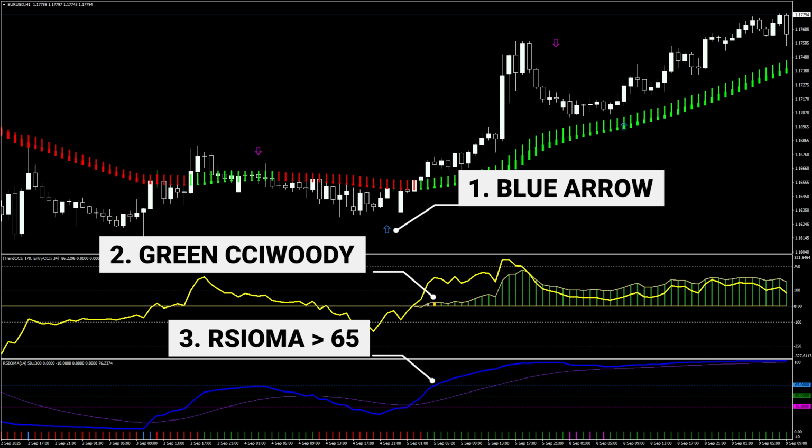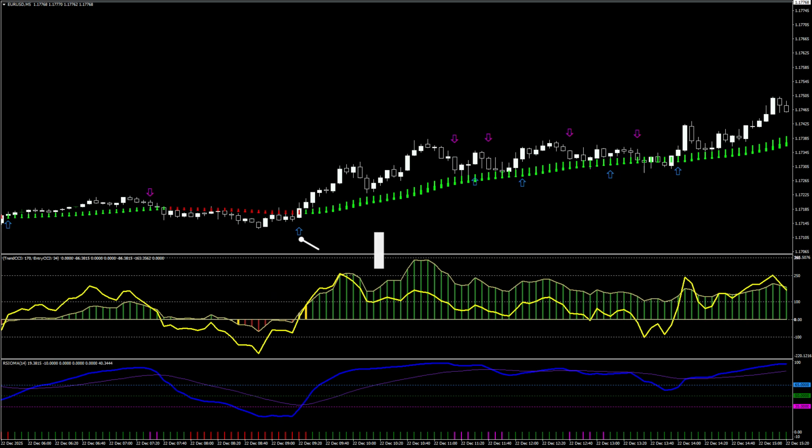If, and only if, all 3 of these conditions are met, you can open a buy trade. If any one of them is missing, do not enter. Right here, notice that we get a clear buy signal arrow from our moving average crossover. Do we enter immediately? No. We pause and check our confirmation tools.